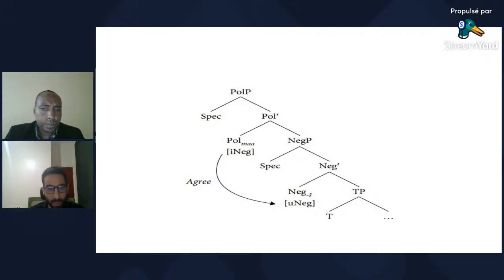For example, we have the neg head, which is sh, containing an unvalued or uninterpretable neg feature, and pole, which is polarity, which carries ma, the negative marker, carrying an interpretable negative feature. And can you see the agree relation that holds between the two?